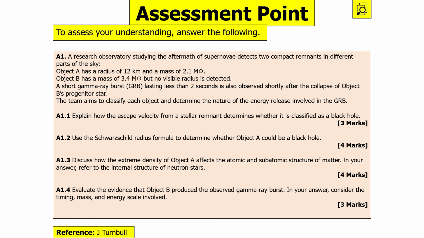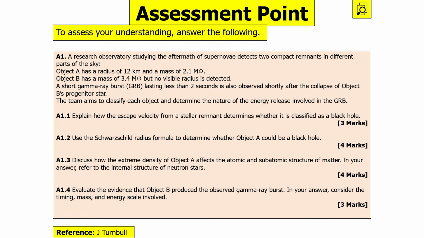A research observatory studies the aftermath of a supernova, and detects two compact remnants in different parts of the sky. Object A has a radius of 12 kilometers and a mass of 2.1 solar masses. Object B has a mass of 3.4 solar masses but no visible radius detected. A short gamma ray burst lasting 2 seconds is also observed shortly after the collapse of Object B's progenitor star. The team aims to classify each object and determine the nature of the energy released involved in the GRB.